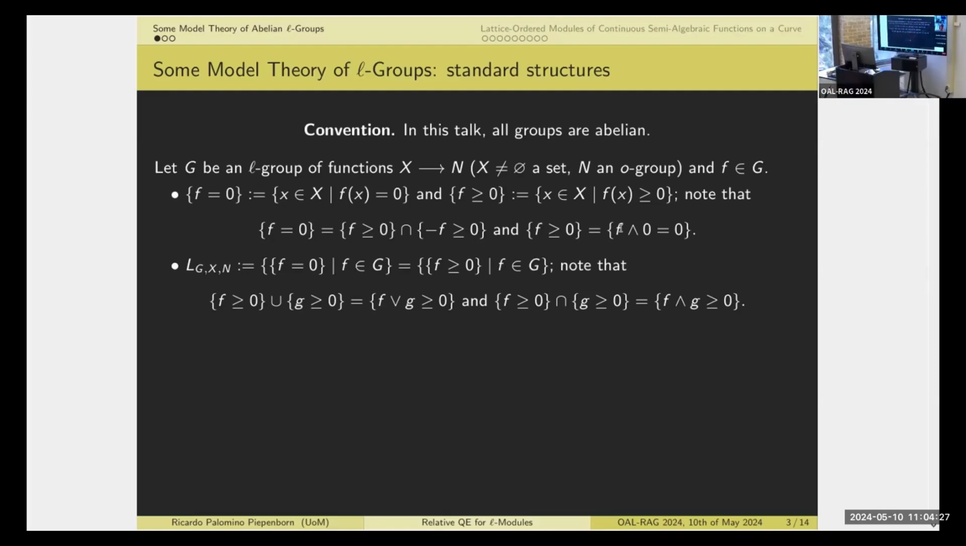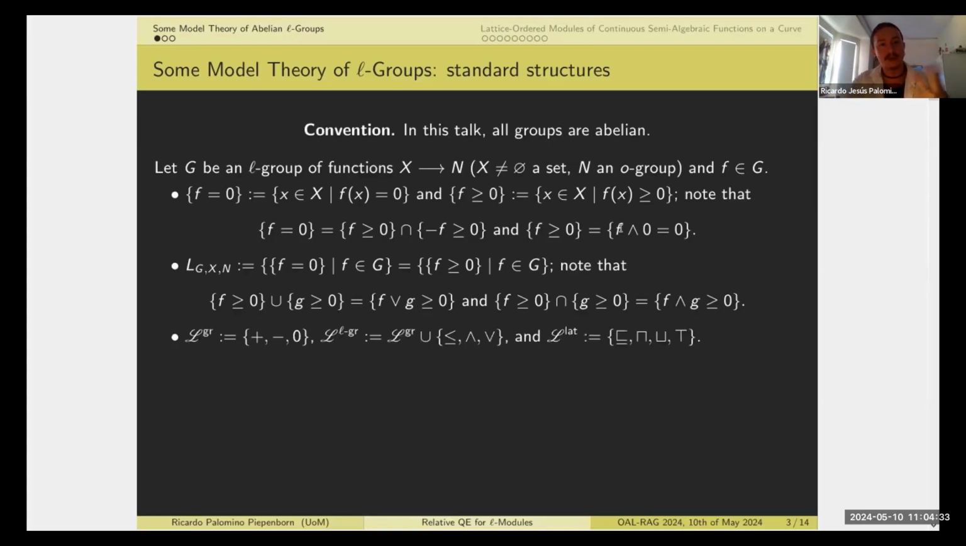Great. So we have an L-group, we have a lattice of zero sets, and I will now also introduce the main first order languages that I will be working with. So I have here the language of groups. I have also the language of lattice ordered groups. And then I will also have here the language of lattices, in which I will formalize this lattice of zero sets as a model theoretic structure. Okay, I've done nothing here.